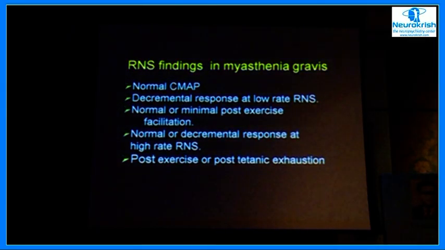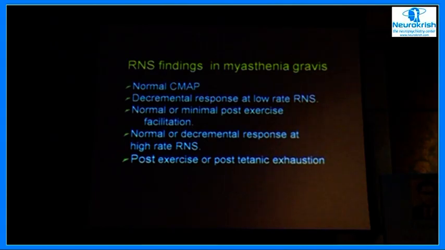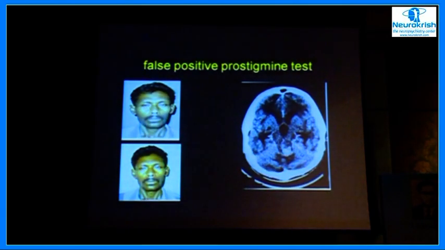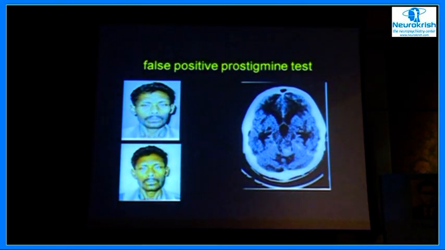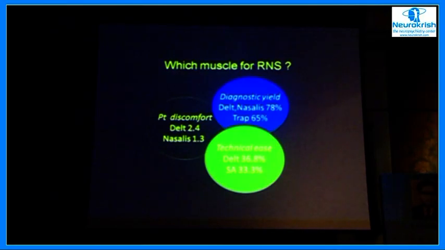Well, we all know that in an RNS study you get a 10% decrement. But this, by the way, is a false positive prostigmine test in a patient with a third ventricular tumor. This patient's prostigmine test was positive. So when you get a positive prostigmine test, see the overall clinical picture. Not only one test, but we should have multiple tests confirming the diagnosis, then only we should accept it.